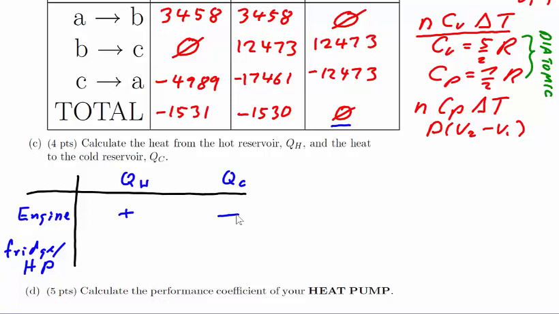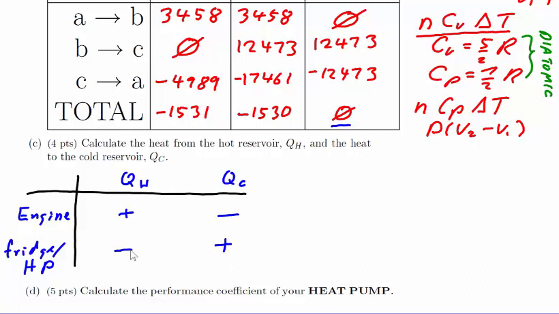However, a refrigerator or heat pump is exactly the opposite. By performing work and forcing the cycle to go in the reverse direction, we are able to take in heat from the cold place and we are able to push out heat to the hot place.